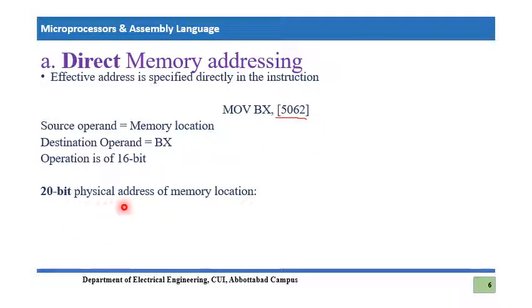Okay, the 20-bit physical address of the memory location will be calculated. How? Physical address equals segment base address colon effective address. It is the same formula that we stated earlier. The segment base address will come from the data segment register, remember, and the effective address, which is given directly in this instruction, is 5062. So the physical address will be data segment colon 5062. I hope this is clear.